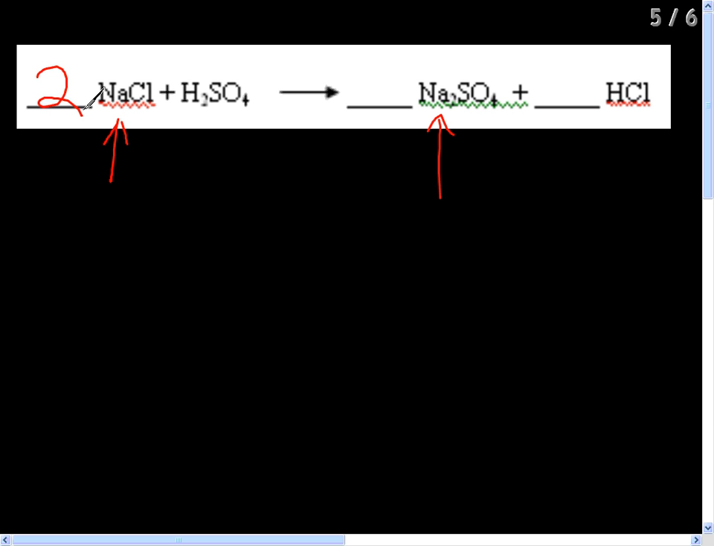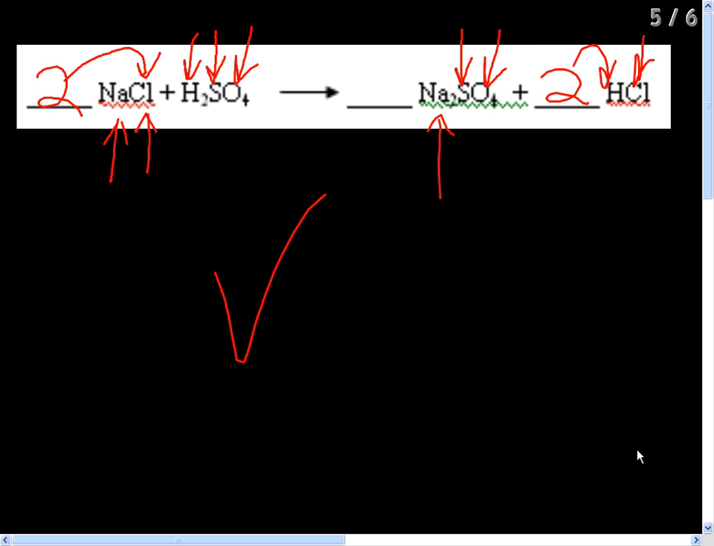Okay, next, I have 2 chlorines now, because this 2 also applies to chlorine. I have 2 chlorines in my reactants, but I only have 1 in my products. So I'm going to have a 2 here. Hydrogens, I got 2 in my reactants, I got 2 in my products. That's good. Sulfur, I have 1 in my reactants, 1 in my products. Oxygens, I have 4 in reactants and 4 in products. Balanced. Let's try another.